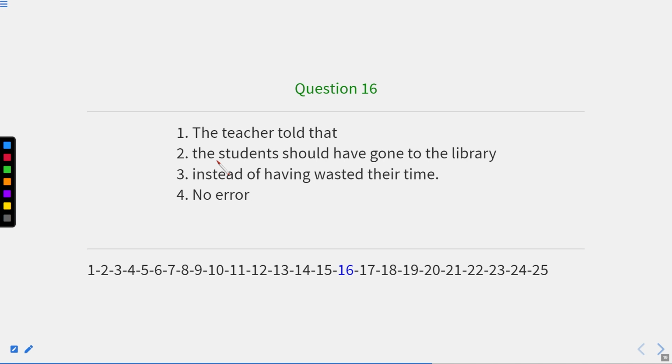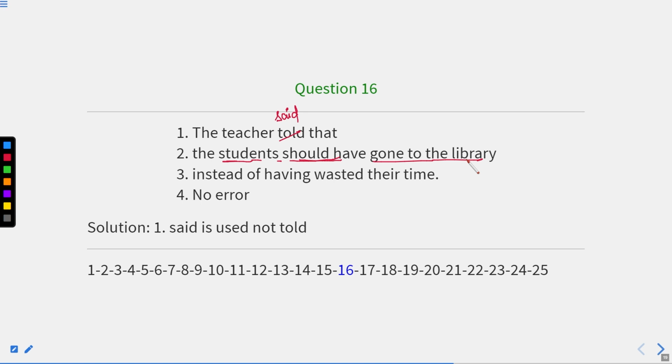The teacher told that the students should have gone to the library instead of having wasted their time. Now we use the word told to replace said that. In this sentence, said is used, not told. The teacher said that. Why so? The teacher said that the students should have gone to the library instead of having wasted their time. This is a simple sentence.